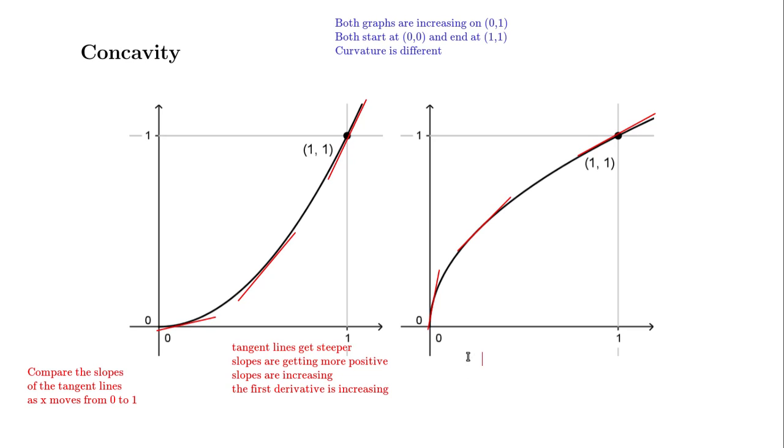Over on this one, we can see that the tangent lines are getting less steep. They start off really steep, and then they start leveling out a little bit. The slopes are getting less positive. You could say that first slope right around here is really, really big. It's like maybe 10, I don't know. And then this slope is like 2, and then this slope is like 1. So they're still positive, but they're getting less positive. So that means the slopes are decreasing. And so we could say the first derivative is decreasing.